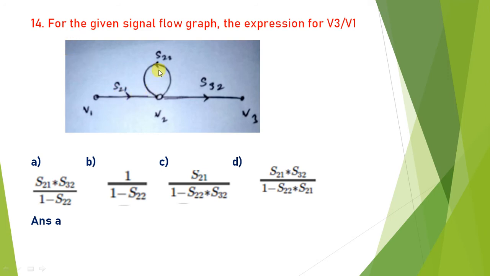Now the signal flow graph is given. What is the value of V3 by V1? In this signal flow graph, you can see that S21 is the gain and S32 is also a gain. Both are in the same direction, so both are multiplied. So V3 by V1 is equal to S21 multiplied by S32 divided by 1 minus S22, because S22 is the loop in the opposite direction compared to both gains. So the answer is A: S21 multiplied by S32 divided by 1 minus S22.